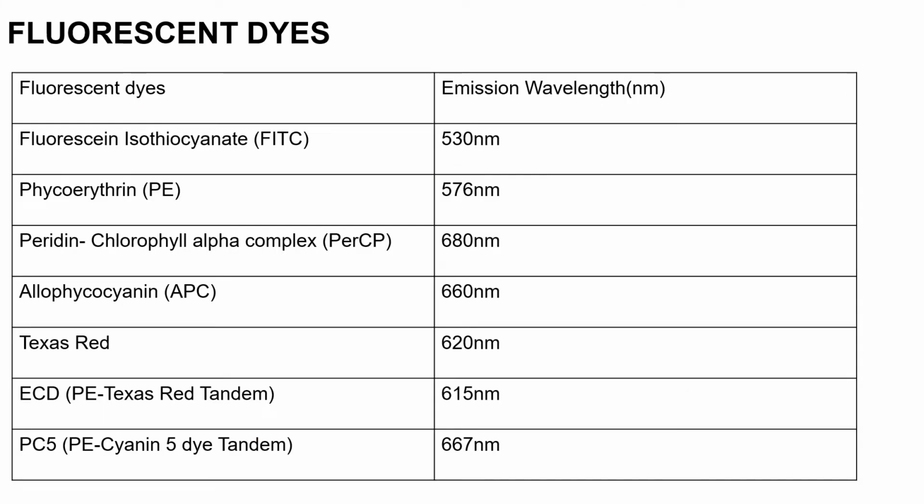Now you can see here, these are the most popular fluorescent dyes used in flow cytometry. All these fluorescent dyes have different emission wavelengths, and labeling the sample with different dyes creates a problem, especially if you are doing two-color labeling. Then you have to go through the process of compensation. So let us see what this compensation problem is.